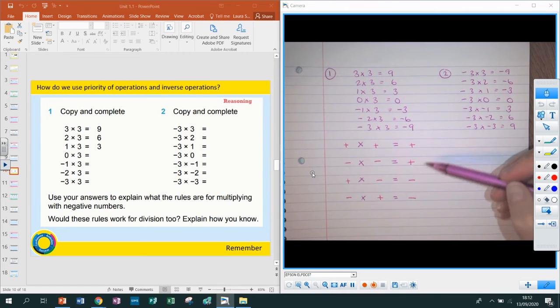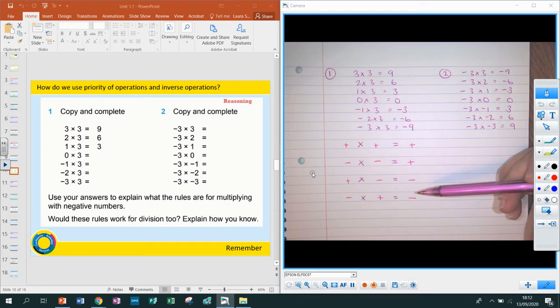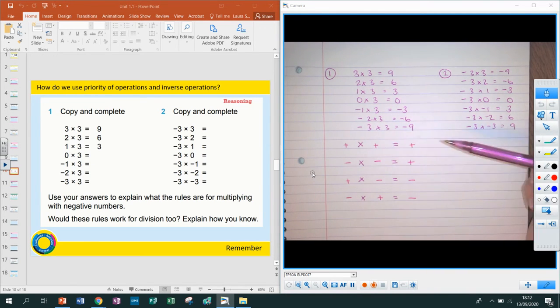Another way to help you remember this, if the signs are opposite when you do your product, then you will get a negative answer. If the signs are the same when you do your product or multiplication, then you will get a positive answer. The question goes on to say, would these rules work with division too?